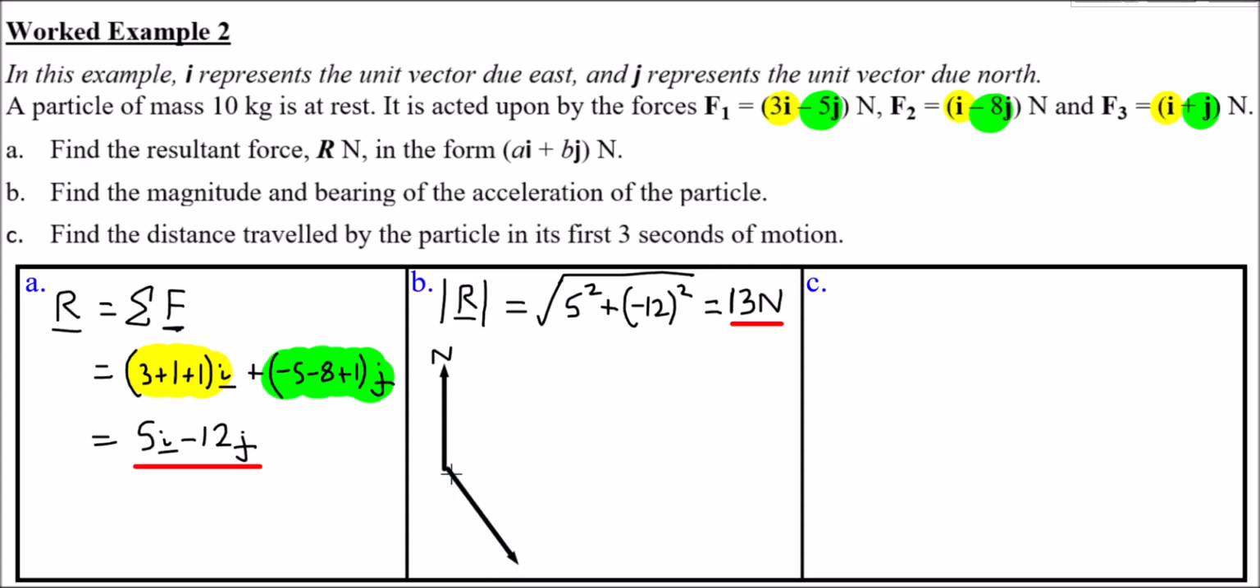So if we just try and sketch in now, like that. So I'm going to label this R. So it's 5 along, 12 down. So to find the bearing, what we're essentially wanting is the angle starting from north, going down and around until we hit R like that.